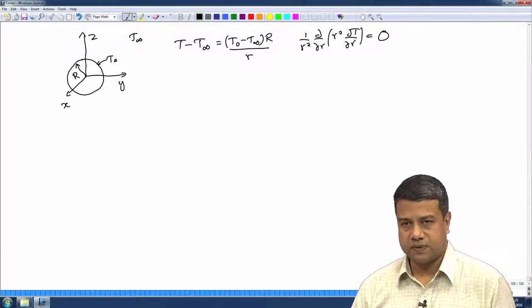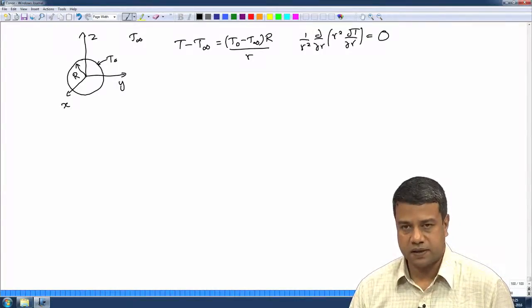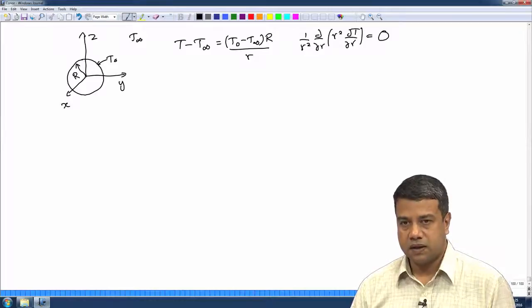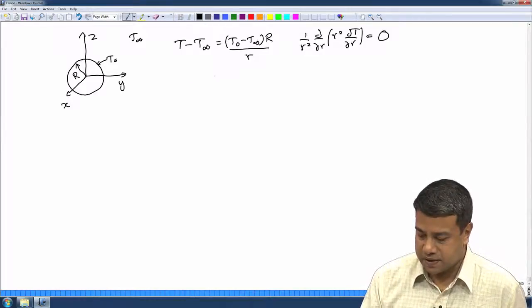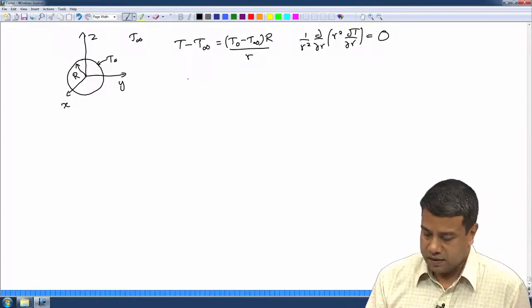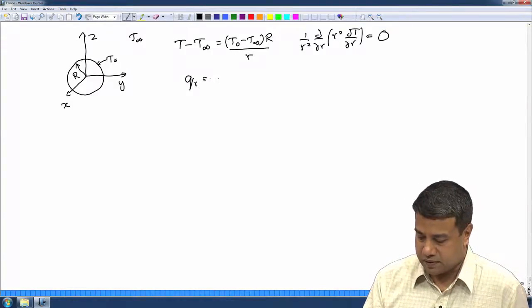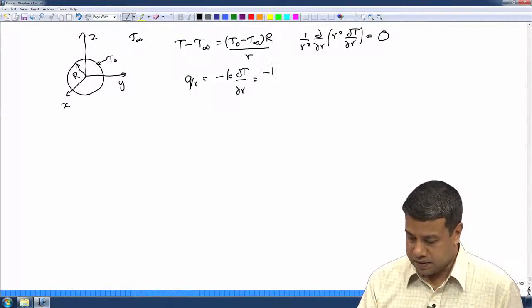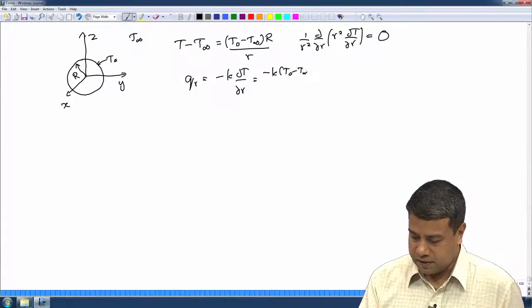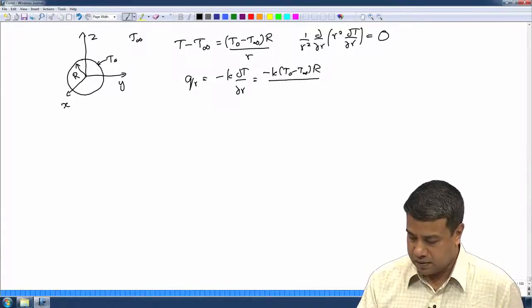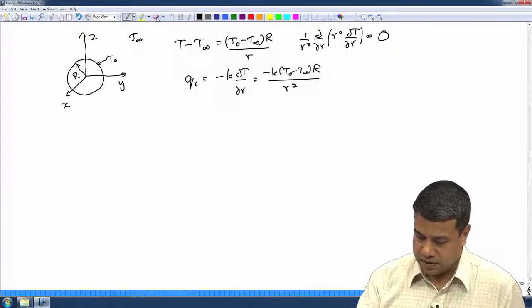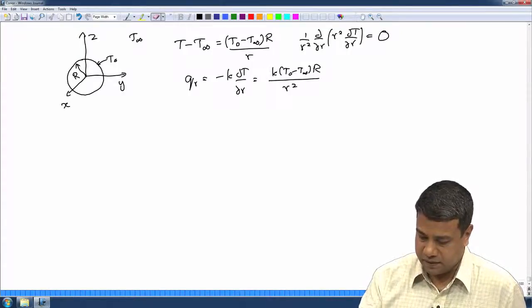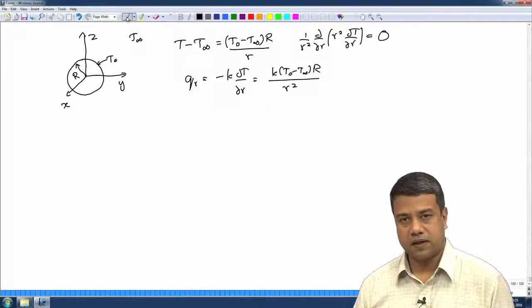That is del square T equal to 0 in a spherical coordinate system when there is no variation in the theta and the phi directions. I also showed you that if you express this in terms of the total heat generated, you can get the heat flux q_r equal to minus k partial T by partial r, which is minus k into (T_0 minus T_infinity) into R by r square with a positive sign here. When you take the derivative, you get a negative sign because you have taken the derivative of 1 over r.